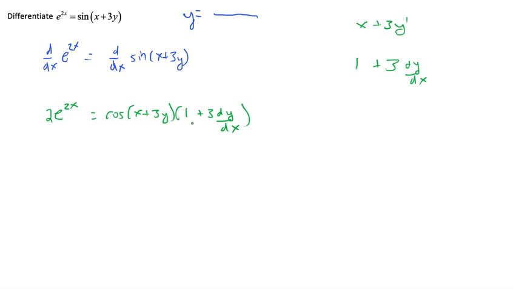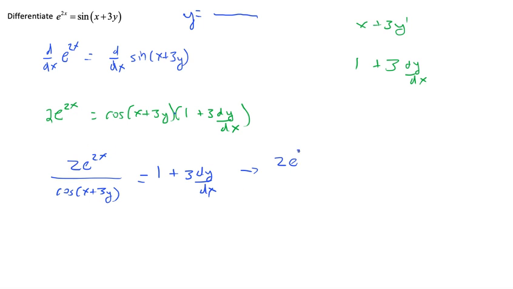Now, if you leave your final answer like this, you probably get a couple points off. Remember, we have to solve. We want to get what dy dx equals. So remember, this is a multiplication here, so I'm just going to divide this over to the other side. So I get 2 e to the 2x over the cosine of x plus 3y is equal to 1 plus 3 dy dx. Here I'll just subtract the 1 and then divide by 3. Let me do that.